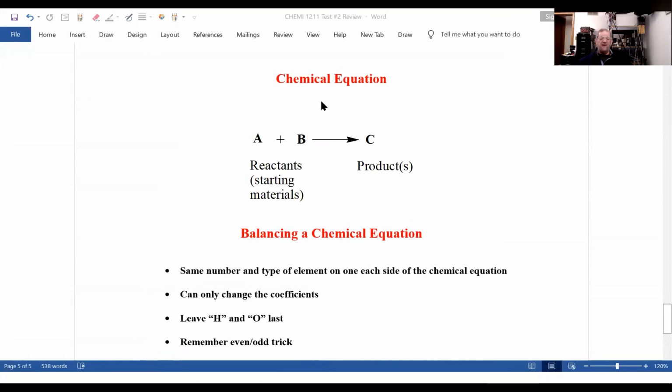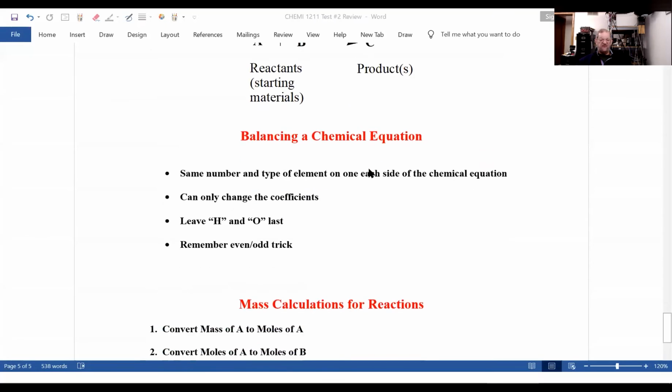Now, we talked about a chemical equation. Remember, at the base of the arrow, A and B are the reactants, which Dr. White will sometimes call starting materials. At the head of the arrow are the product or products. You should know how to balance the chemical equation. We went through that, and you should always have the same number and type of elements on each side of the chemical equation. You can't change the formula, but you can change the coefficients, the number in front of the formula. And my advice to you always, leave hydrogen, oxygen for last. And remember the even odd trick, which I showed you.